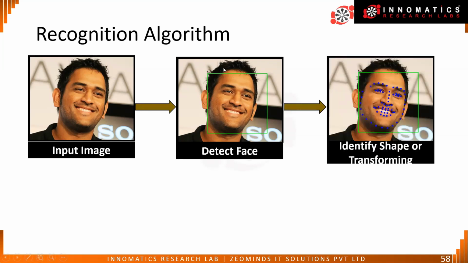Next, once I detect the face, I'll try to identify the landmarks. Landmarks mean the position of the eyebrows, the position of the jaw. For females the jaw portion is slightly thin, while for males it will be broad, and the nose and all these things will be very different for females and males. So these are the points that I'm trying to extract.